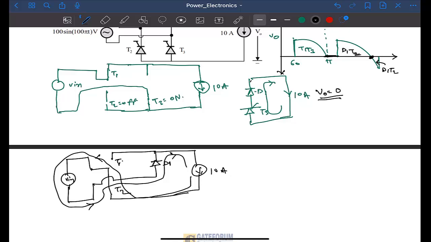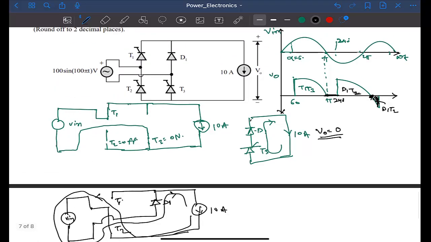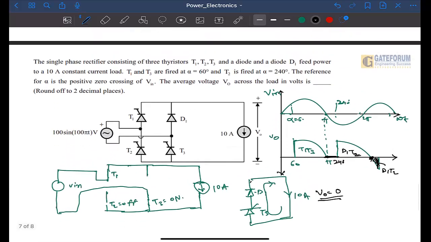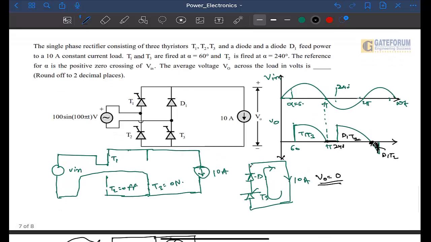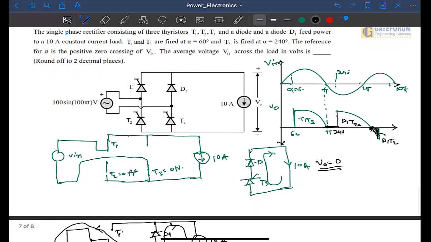Okay? So due to that reason these spikes come, and negative spikes came in this problem. So negative spikes are there in the output voltage due to the 10 ampere DC, the 10 ampere constant current source. This is a constant current source. Hence your T2 and D1 are conducting beyond 2 pi.